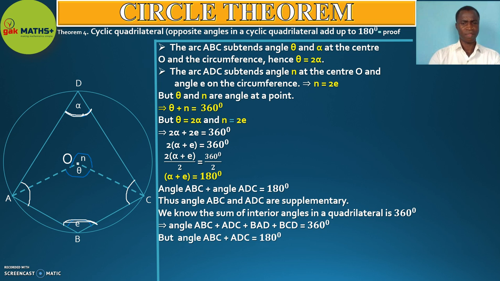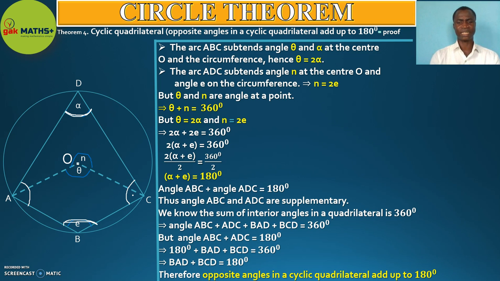Substituting the value of the sum of angles subtended at B and D, we have 180 degrees plus the sum of angles subtended at A and C is equal to 360 degrees. Noticing this, we can say that the sum of the angles subtended at A and C is equal to 180 degrees. So we conclude that the opposite angles in a cyclic quadrilateral add up to 180 degrees. Isn't this simple and amazing? Yes, probably. It's simple.